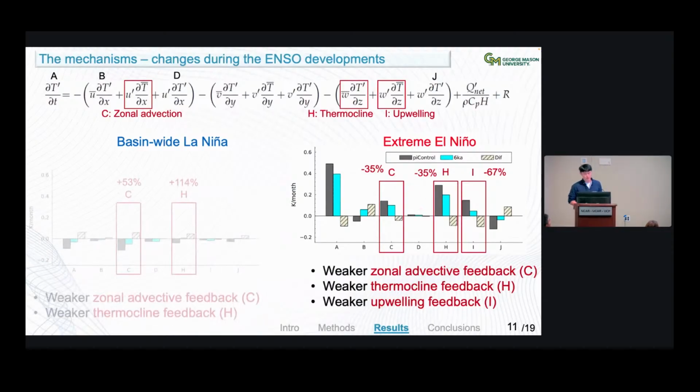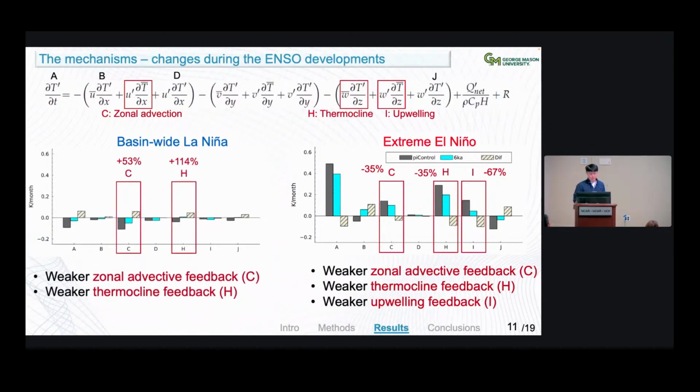Moving on to basin La Nina, now we have negative temperature tendency, which indicates the development of negative temperature anomaly. That can be largely explained by zonal advective feedback, which is consistent with the main region of basin La Nina, which is over the Central Pacific. Therefore, thermocline is kind of deep, but there's big impact from zonal advective feedback. But still, there's some impact from thermocline feedback. Then this reduced temperature tendency can be, again, largely explained by this zonal advective feedback.